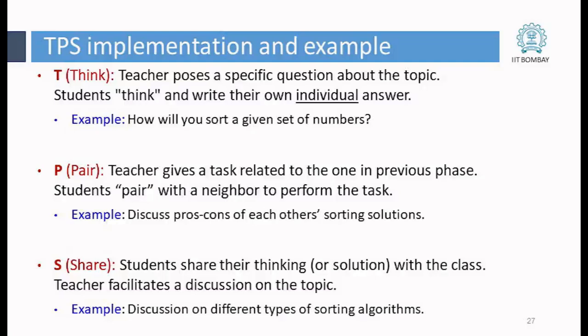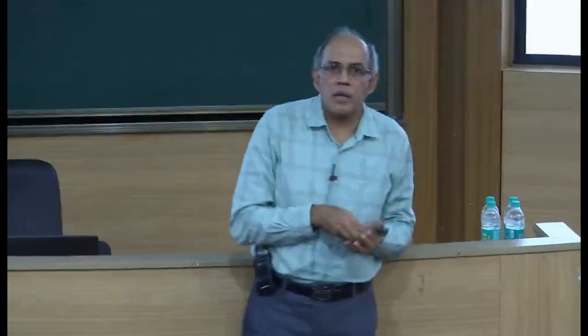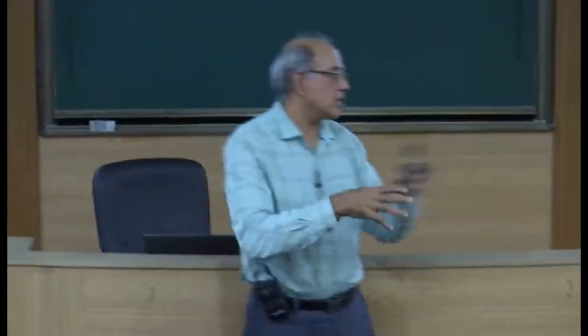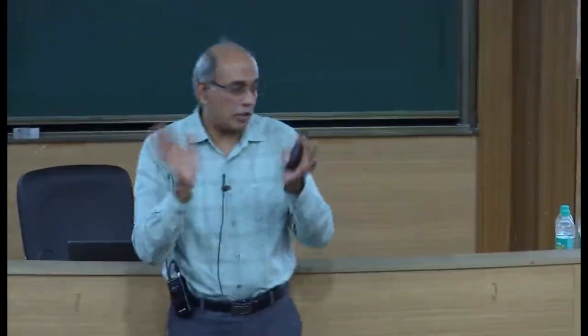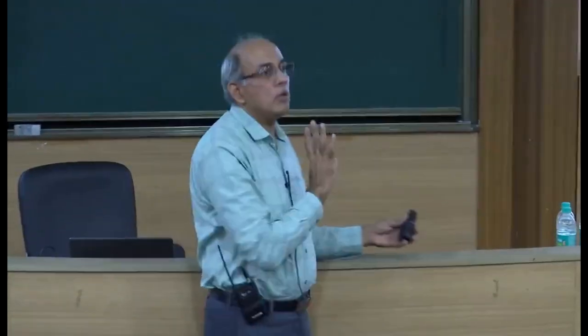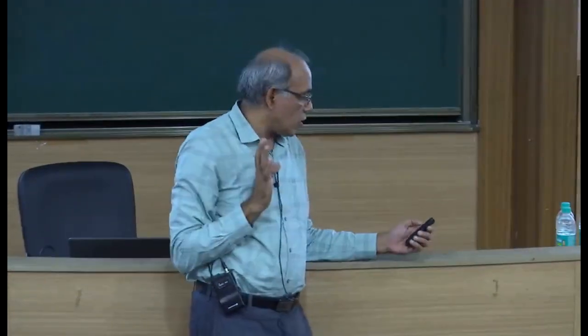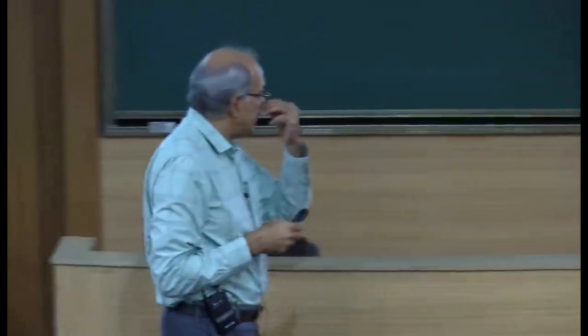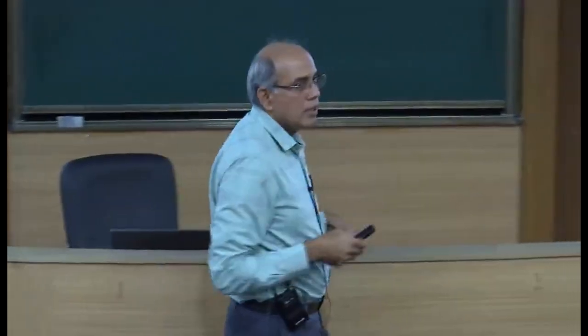Then in the pair phase, you tell them to pair with each other and do some task with it. Discuss the pros and cons of each other's sorting algorithm. Somebody may say, I am going to pick one by one and put them in order. Somebody else is going to say, I am going to do some merge sort, whatever it is. Let them talk about the pros and cons of their solution. And in the share phase, the students share their thinking with the entire class and you facilitate discussion on the topic. So you discuss different types of sorting algorithms.